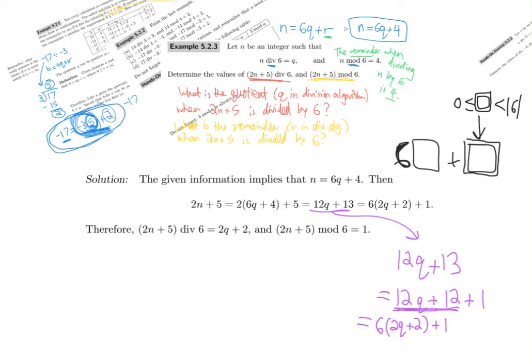The solution to this example continues to say, therefore, 2n plus 5 div 6 is what we got here, which was the 2q plus 2. And 2n plus 5 mod 6 is going to equal 1. It's going to equal this 1 that we got.